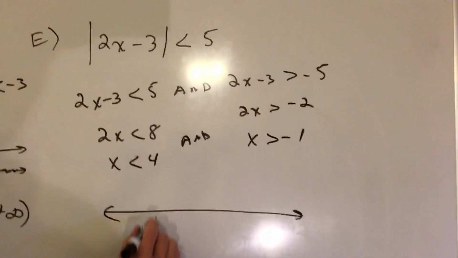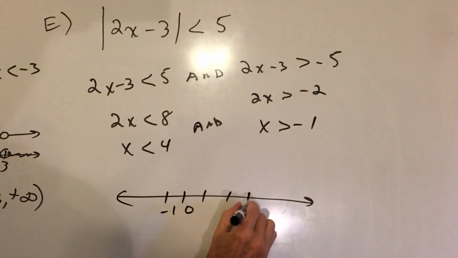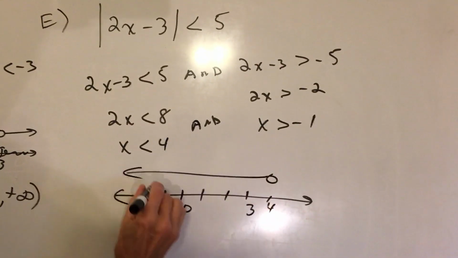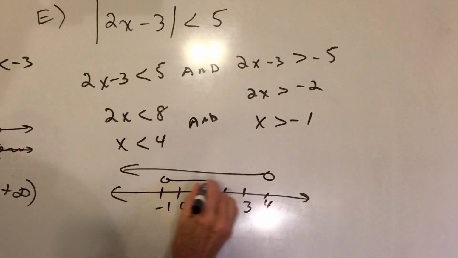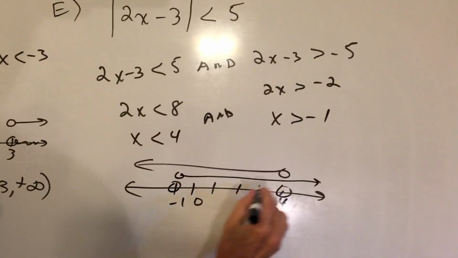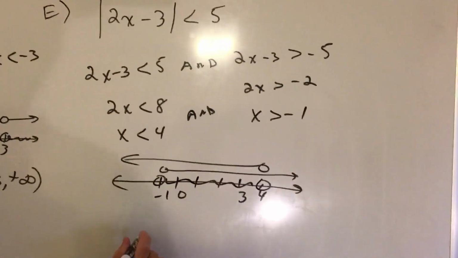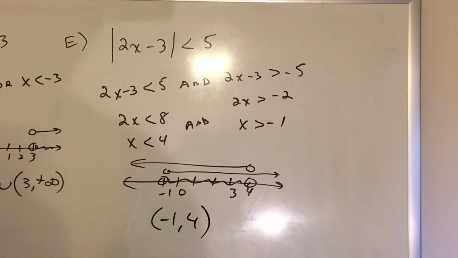graph them. x is less than 4 and greater than -1, and is where they overlap. So they overlap from -1 to 4. We have that.